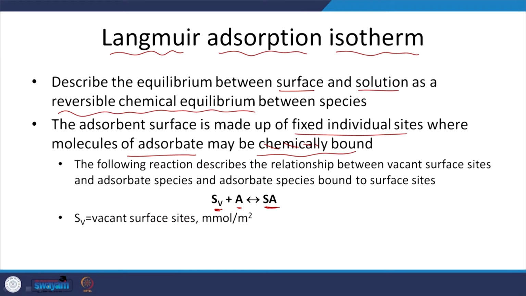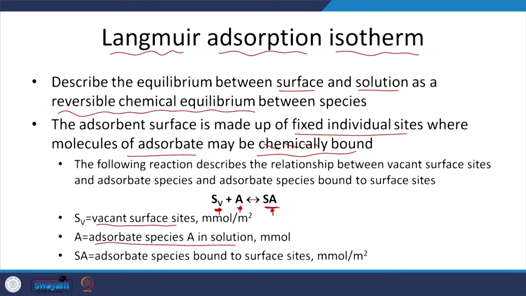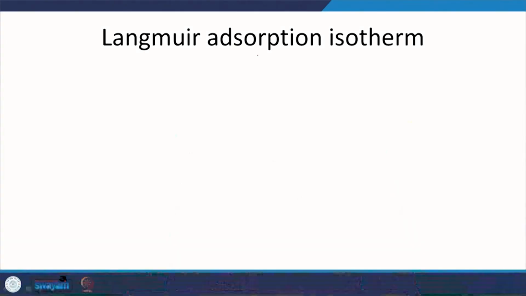SV is the vacant site, in millimoles per meter square. This is the adsorbate species in solution, the concentration in the aqueous phase. This is the vacant sites available per meter square, and this is the sites that have been adsorbed, the adsorbed species bound to the surface. So there is an equilibrium between these, so it can go one way or the other, that's something to keep in mind. Langmuir adsorption isotherm, so let's take this forth.